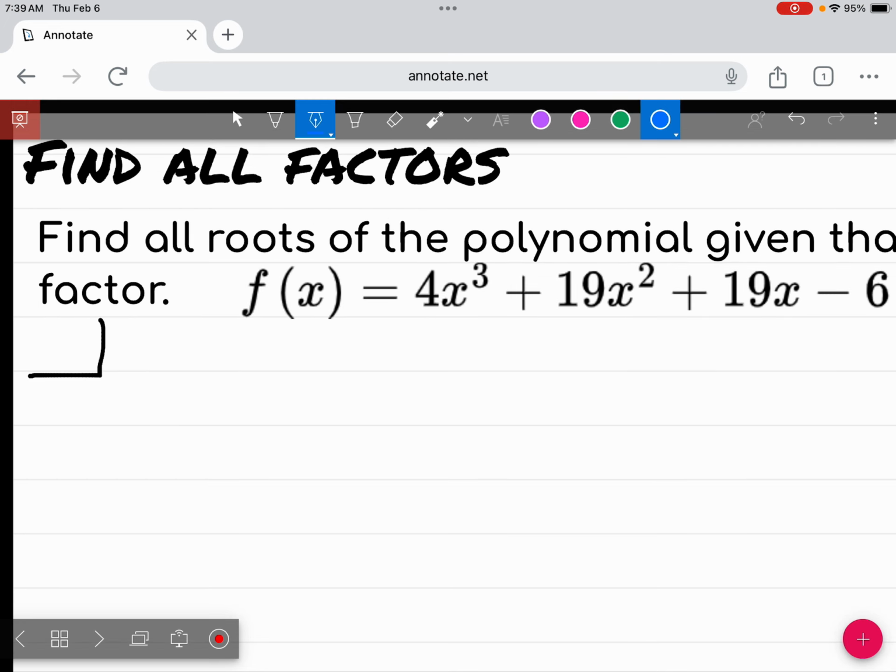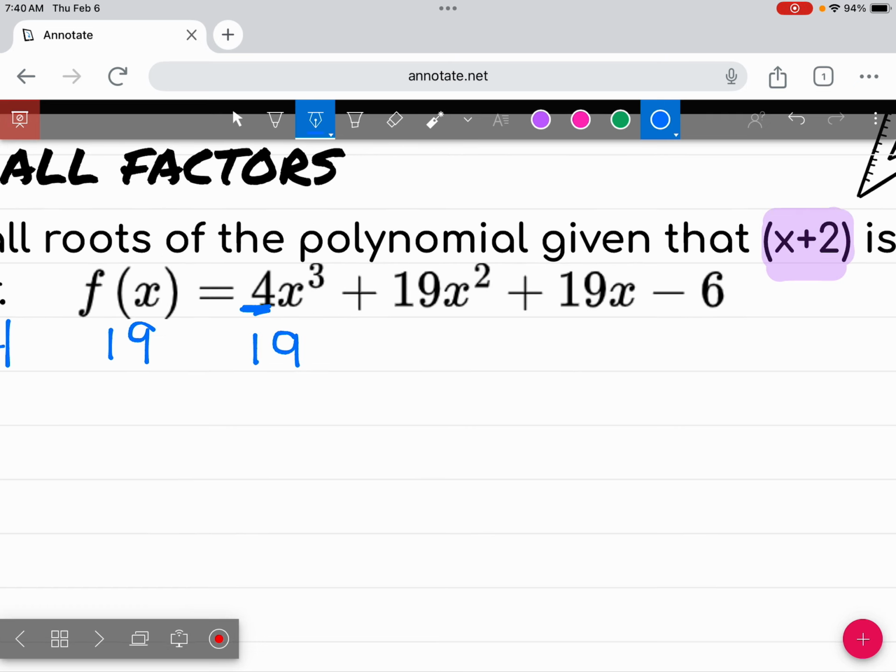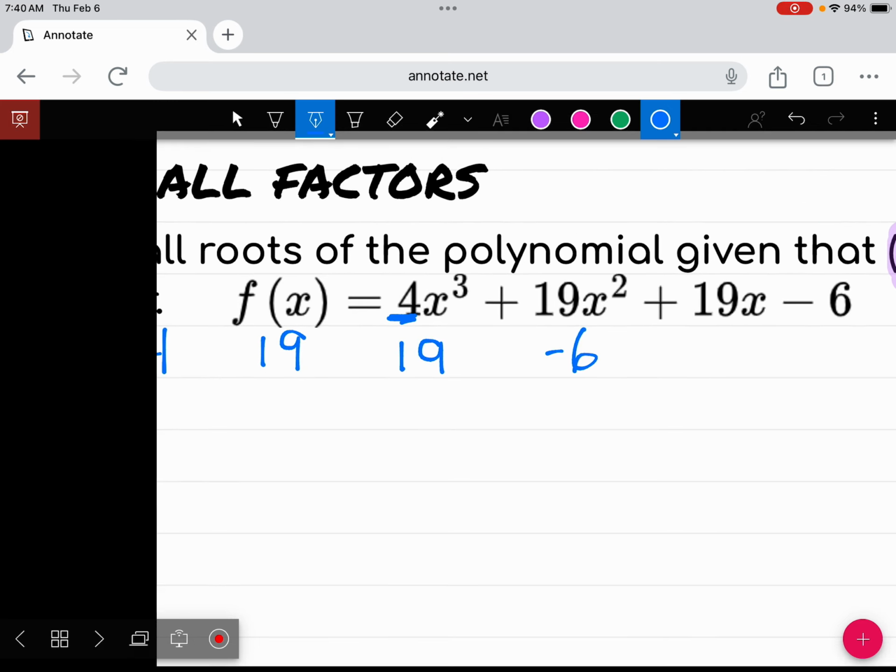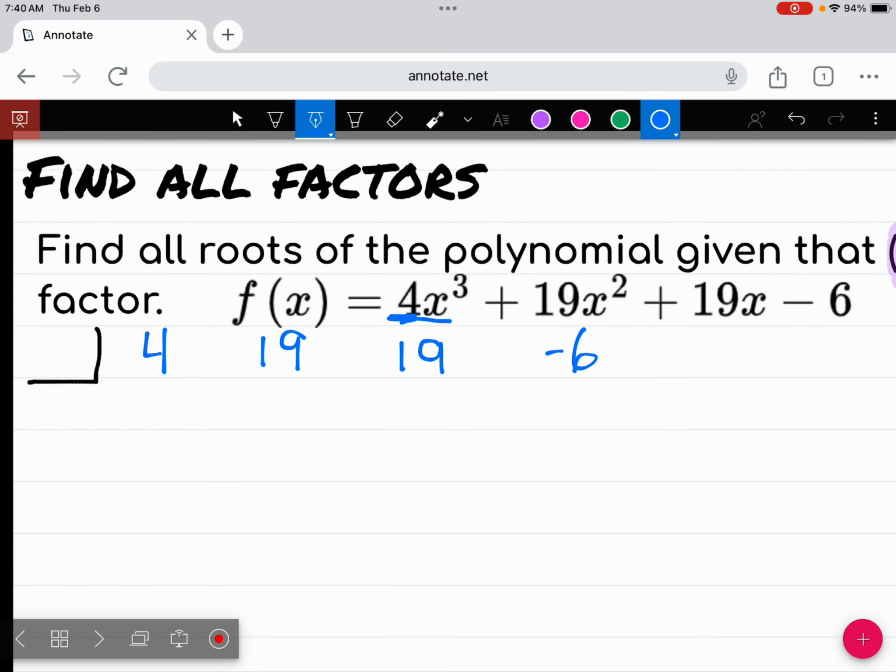So we're going to set this up with our coefficients going across. We're going to have our 4 from our x cubed, that guy's first. Then we have our 19 from the x squared, our 19 from the x, and our minus 6. Grabbing just the numbers from our polynomial up here.